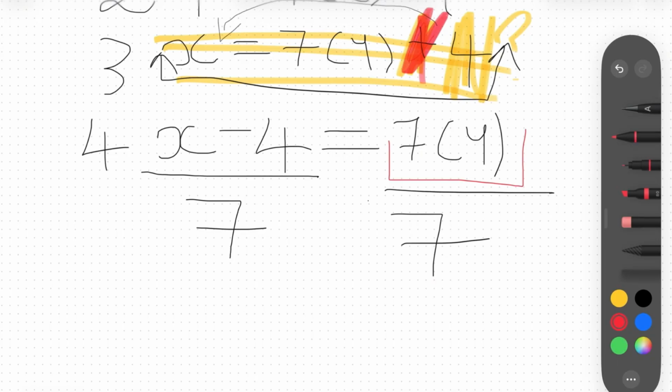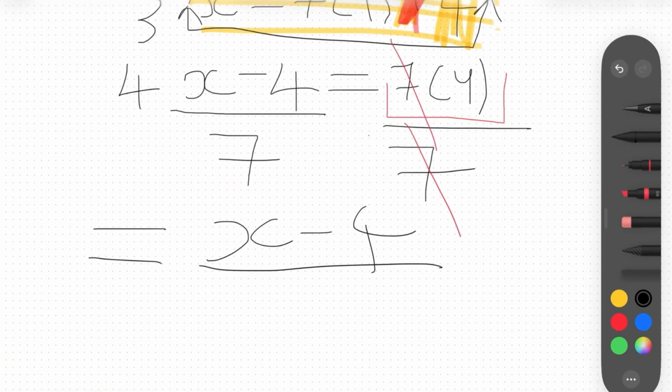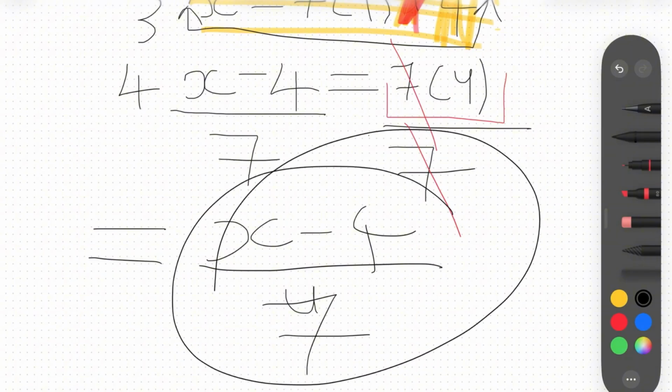So two of these are the same, so we cancel these out. And just like that, we're finished. So the answer for this equation would be x minus 4 over 7. And that is the answer.